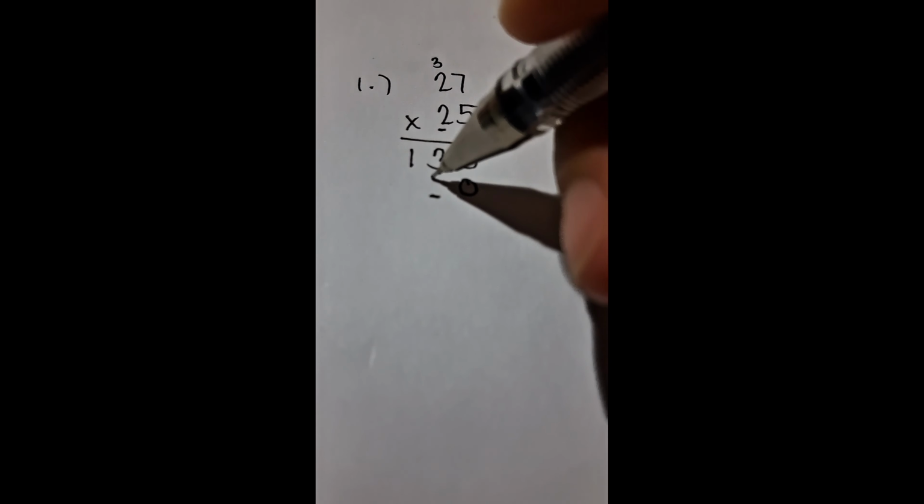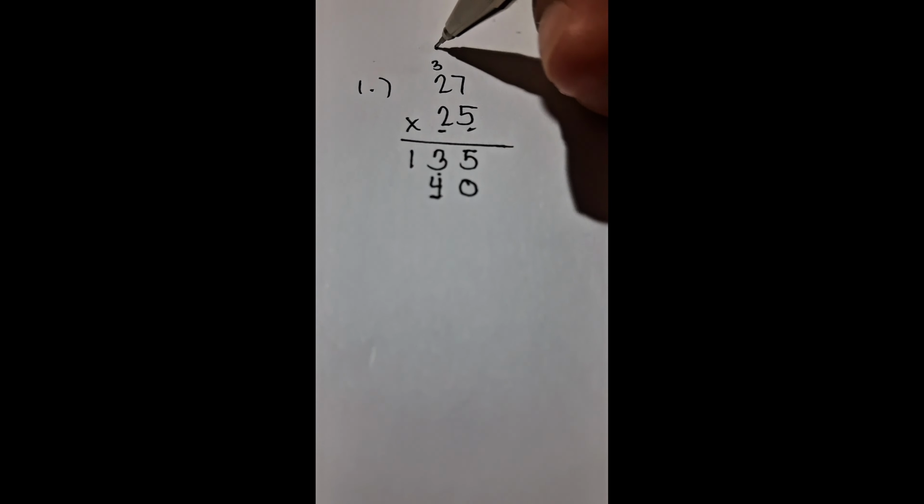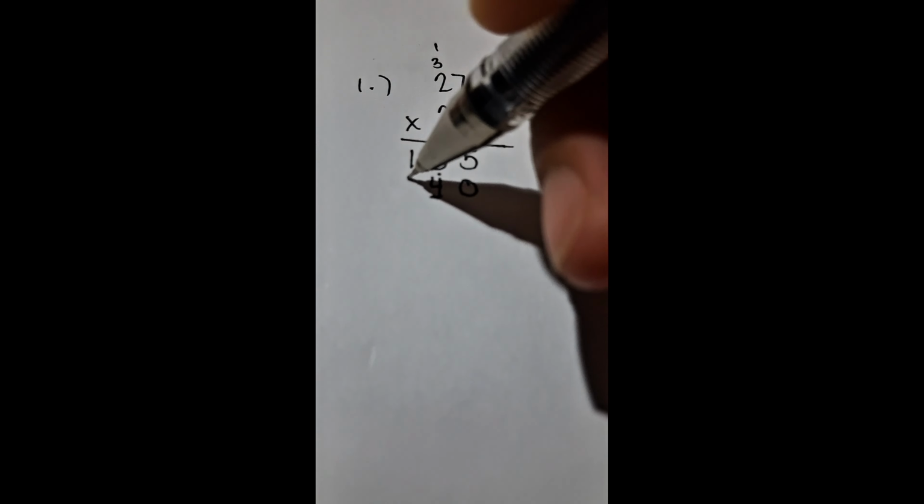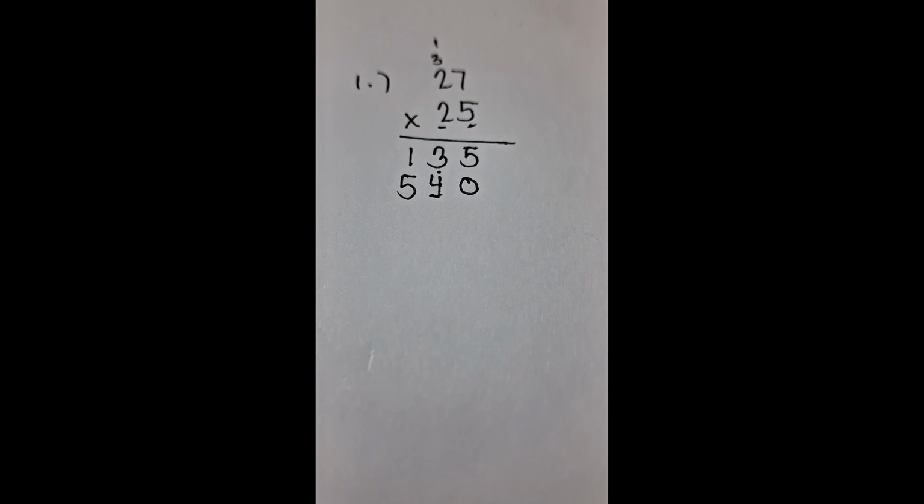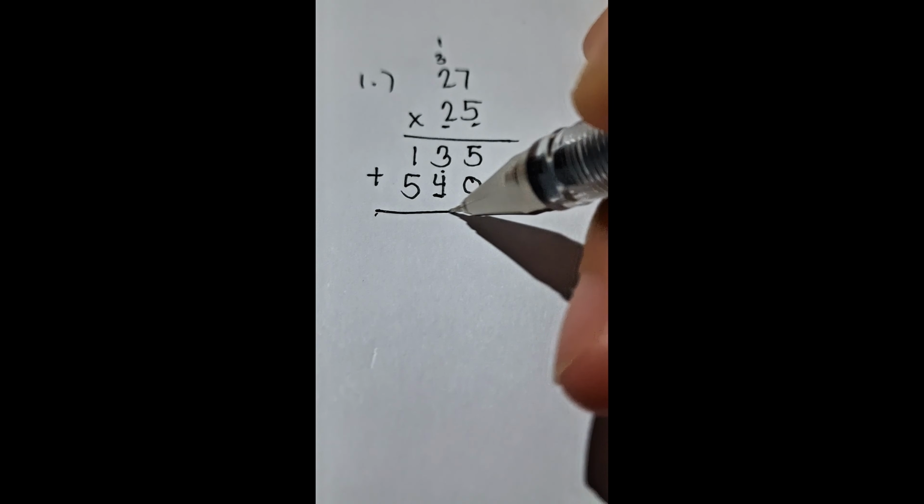2 times 7 equals 14. Write down 4, carry 1. 2 times 2 is 4 plus 1 equals 5. And then add the two partial products.